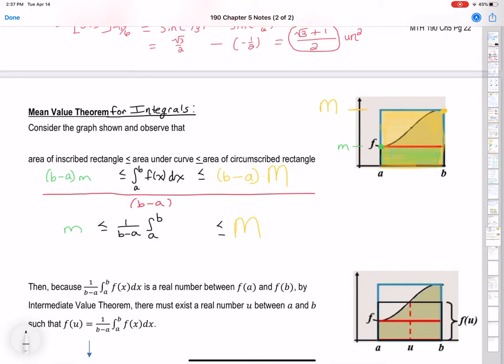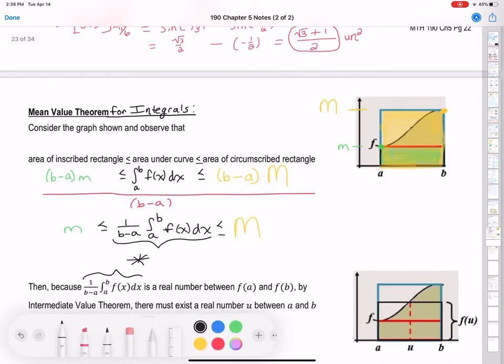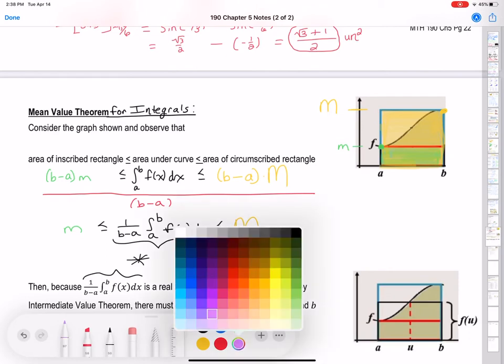So we have lowercase m is less than or equal to 1 over b minus a times this definite integral from a to b of f of x dx, and that's less than or equal to capital M. So this quantity right here, obviously that's what I'm talking about in both of those locations, let's call that quantity asterisk. And because that quantity is bound in between two real numbers.